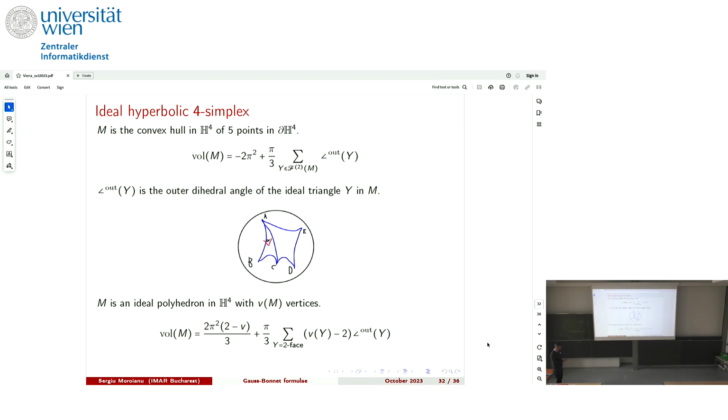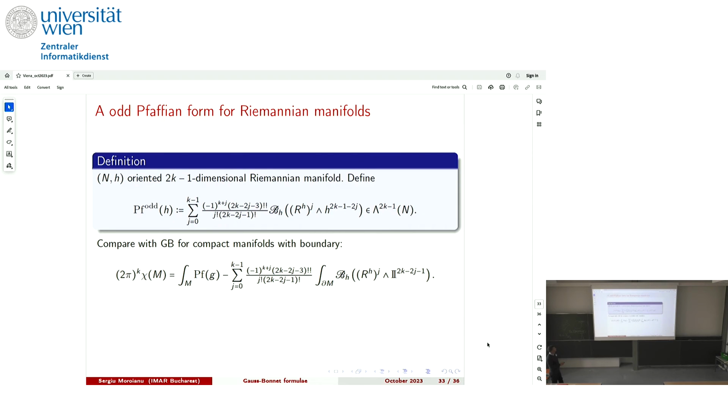Okay, so now I'll get to the results with Daniel. So we define this odd Pfaffian for a Riemannian odd-dimensional manifold. There are some rational numbers. And then you also use the metric, which is a 1-1 form, not only the curvature, which is a 2-2 form, in order to cook up some form. This should be compared with the formula for manifolds with boundary. So when the polyhedral manifold is in fact modeled on the upper half space.